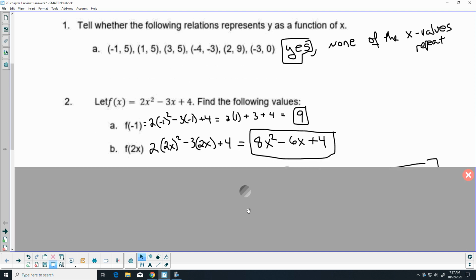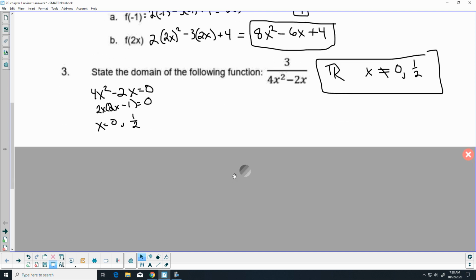On 2, you're just going to plug in to the equation. It's just function notation. So on number 1, plug in -1, and you get 2 times -1 squared minus 3 times -1 plus 4, which is 2, plus 3 plus 4 should give you 9. On number 2, you take out the x and you put in 2x. Remember, you need to square that first, so that's going to be 4x squared times 4, which gives you 8x squared. So 8x squared minus 6x plus 4.